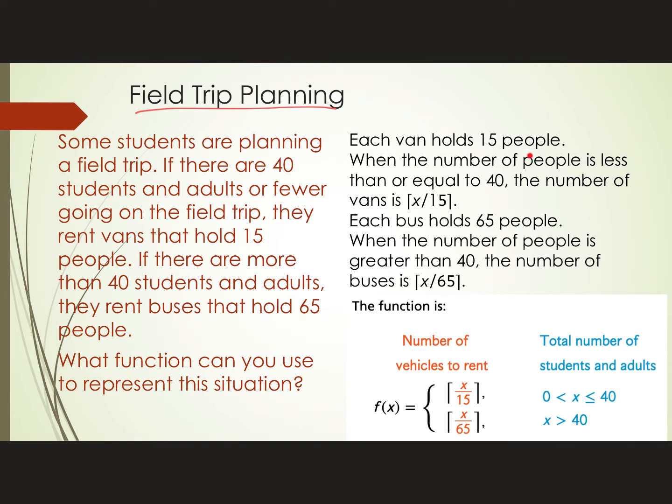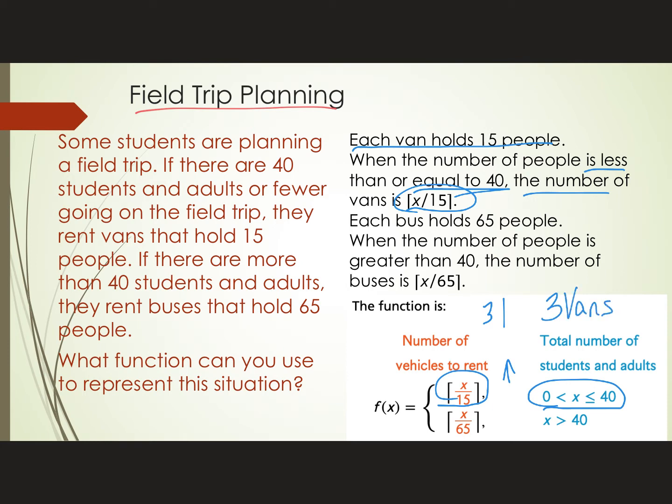So we know that each van holds 15 people. So if we have less than or equal to 40, and you see that down here, less than or equal to 40, we're going to get a number of vans, which is the number of people divided by 15. So that's our function for it. And it is a ceiling function. You have to go up. If you have one too many people, you still have to have an extra van. So if I have 31 people, I need 3 vans.